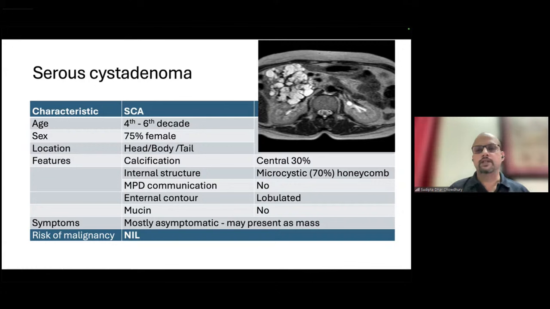And one interesting feature of serous cystadenoma is that 30% of them have central calcification. The internal structure consists of microcysts, which are small cysts, or they are larger cysts, and they sometimes have a very honeycomb pattern. There's no communication with the main pancreatic duct in a serous cystadenoma. The external contour, as I discussed earlier, is lobulated, as you can see in this case itself. They do not contain mucin. Most of them are usually asymptomatic and may present with a mass lesion, and the risk of malignancy in this group is nil.